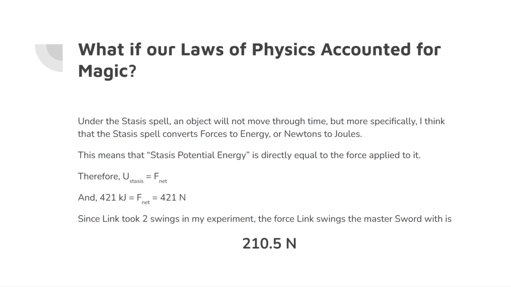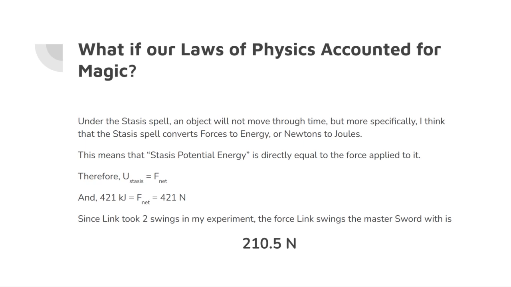But what if we could make it count? What if we could make it work? Under the stasis spell, it's given that an object will not move through time, but more specifically, I would argue that the stasis spell converts forces directly into energy, or newtons directly into joules. This means that the stasis potential energy is directly equal to the force applied to it.